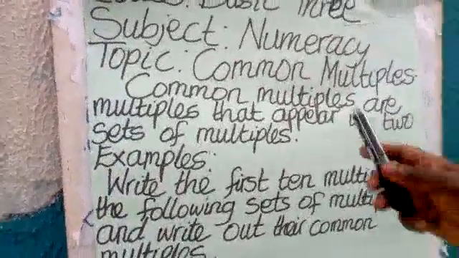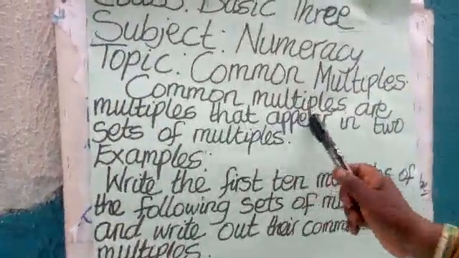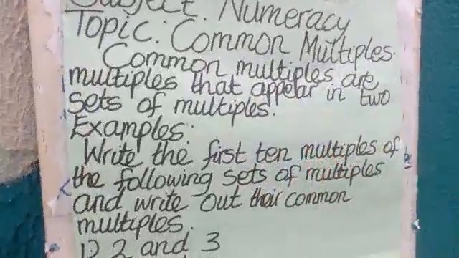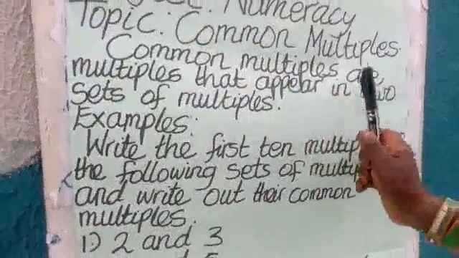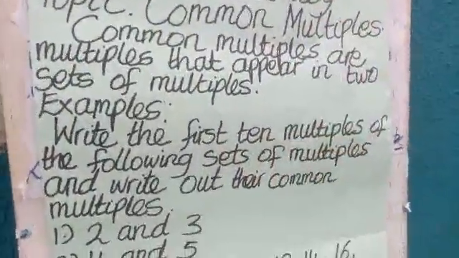Then we are talking of common multiples. What are common multiples? Common multiples are multiples that appear in two sets of multiples.